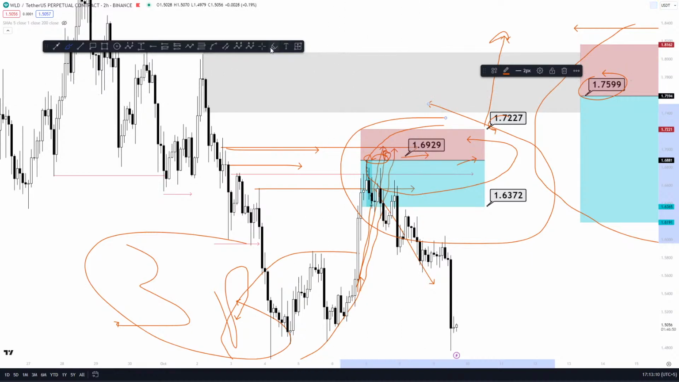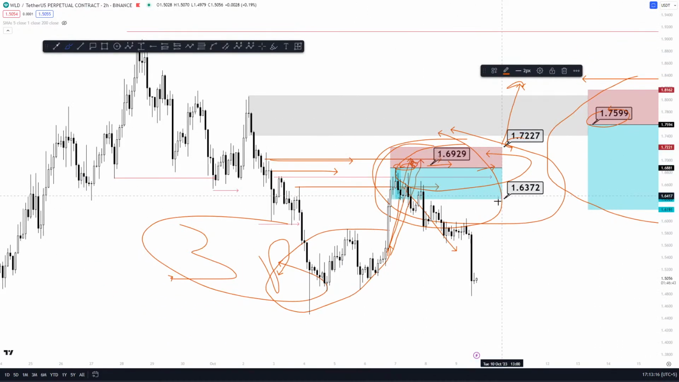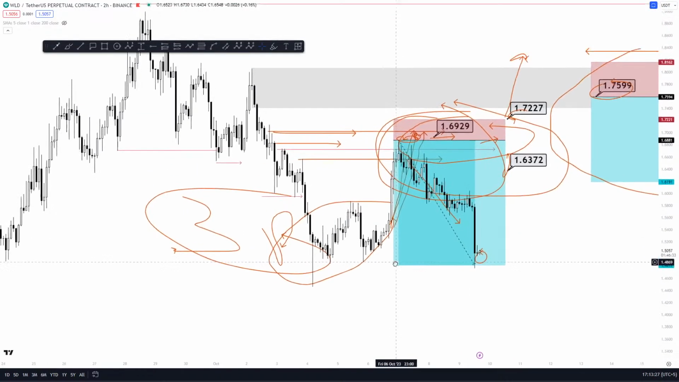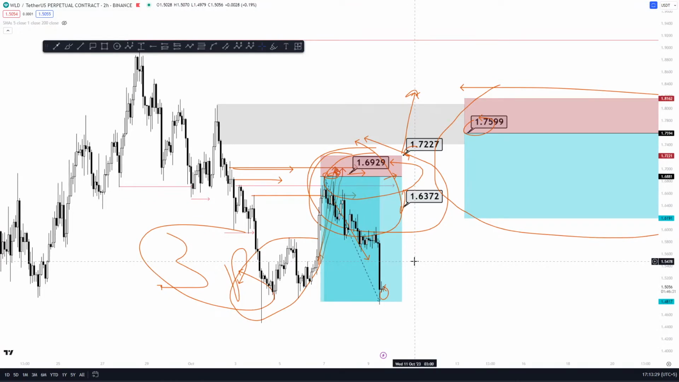ARB, I will analyze in a while. Hold on. Okay, so WLD, you can clearly see that we made some good money here, and it moved towards my target like this. We made a lot of money from here, if someone is holding. So that's good, WLD worked out perfectly.